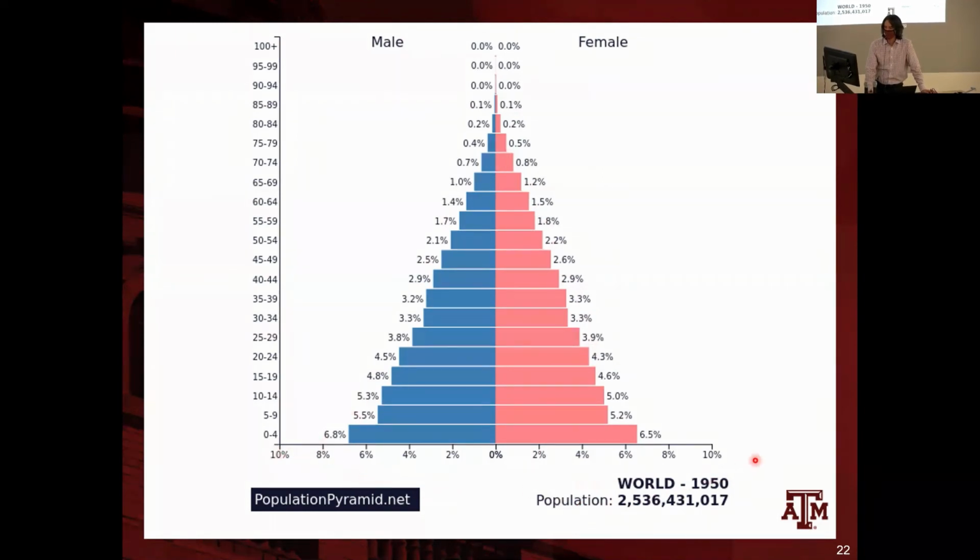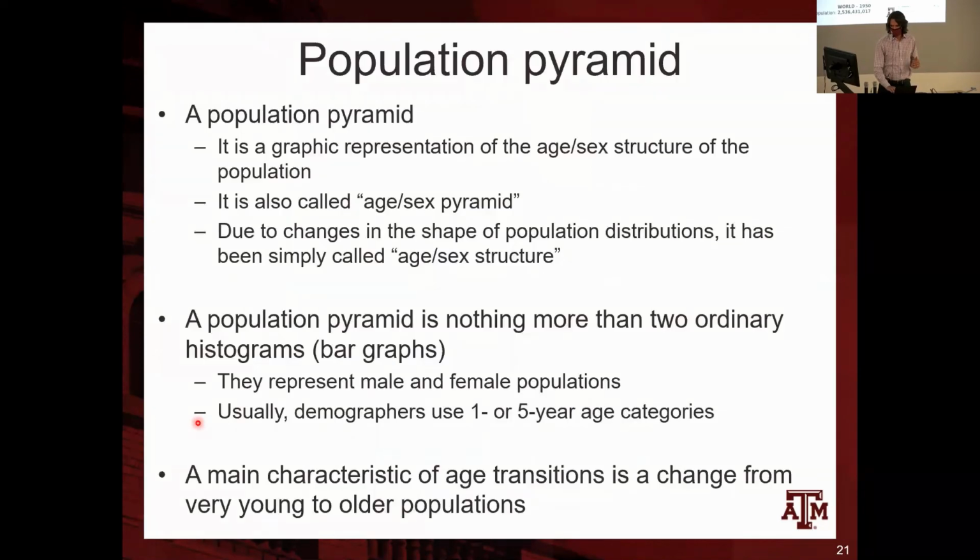The horizontal axis here is in percentage terms, but we could also have that horizontal axis in absolute terms, like in millions, instead of in percentage. And you have in the vertical axis the age groups from 0 to 4, 5 to 9, until 100 plus. And in this case here, we have 5-year age groups. That's usually the standard that we're going to see. So I just downloaded this data from there, 1950. And what did we say in this previous sentence here? The main characteristic of age transitions is a change from very young to older populations.